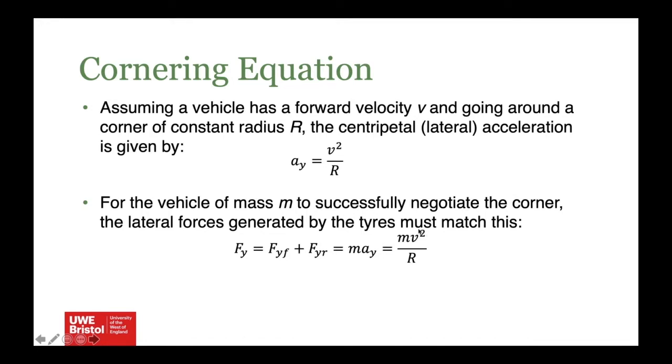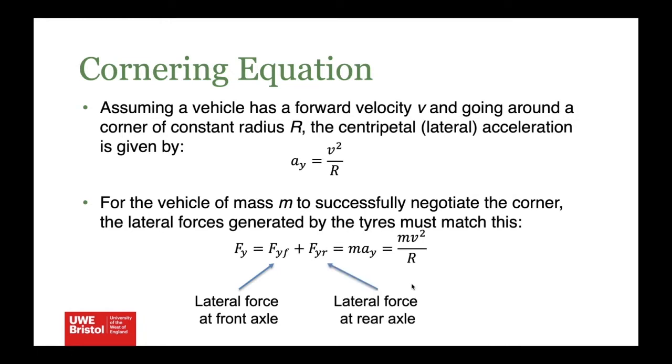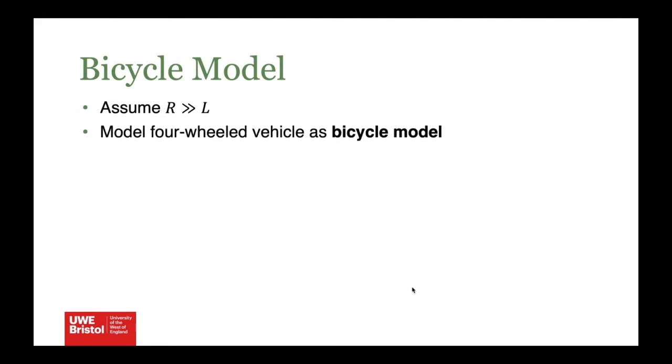Okay, so clearly, like I said, if you double the speed, the lateral force goes up as well by a factor of 4. Okay, lateral force at the front axle, lateral force at the rear axle, and those are the things. Now, when you're dealing with cars, we often assume that the radius of the corner is a lot bigger than the wheelbase of the car, and you actually model your forward vehicle as what's known as a bicycle model.